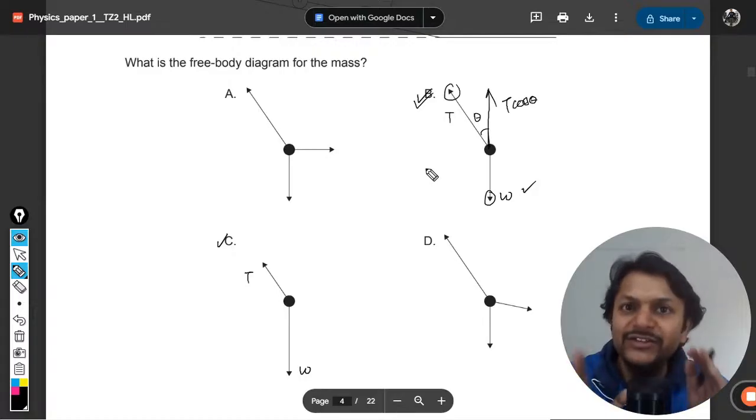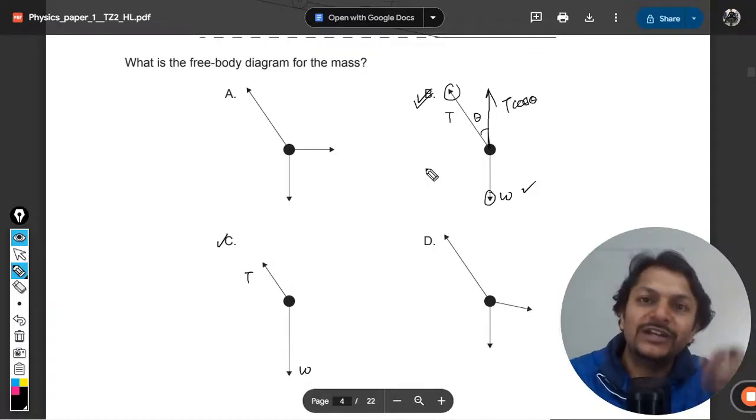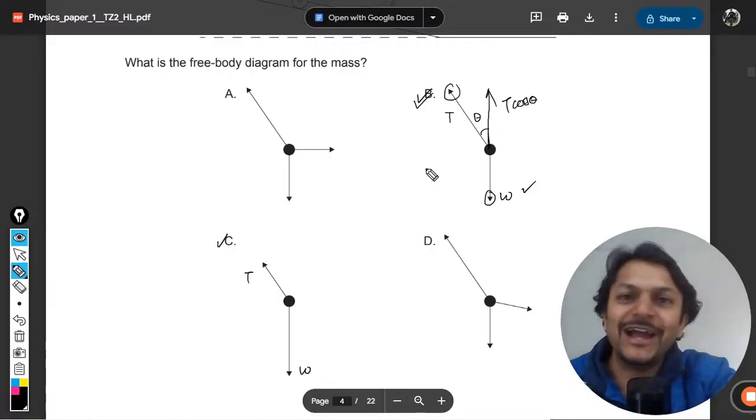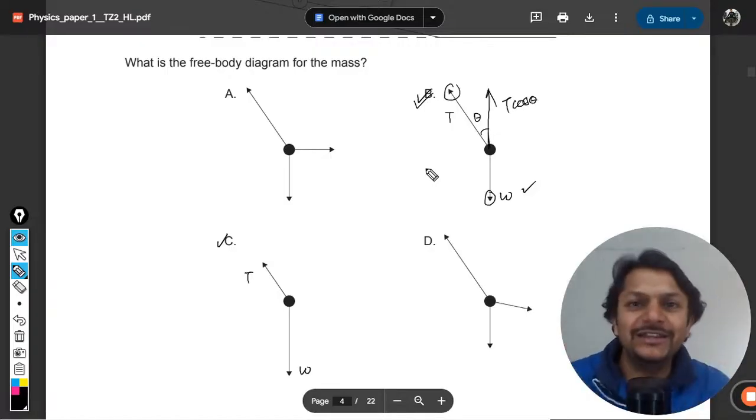My dear students, please do not get confused. I have used this opportunity to explain to you the phenomenon named pseudo force, although that concept is actually not used in solving this question. So please beware, and the answer should be B.